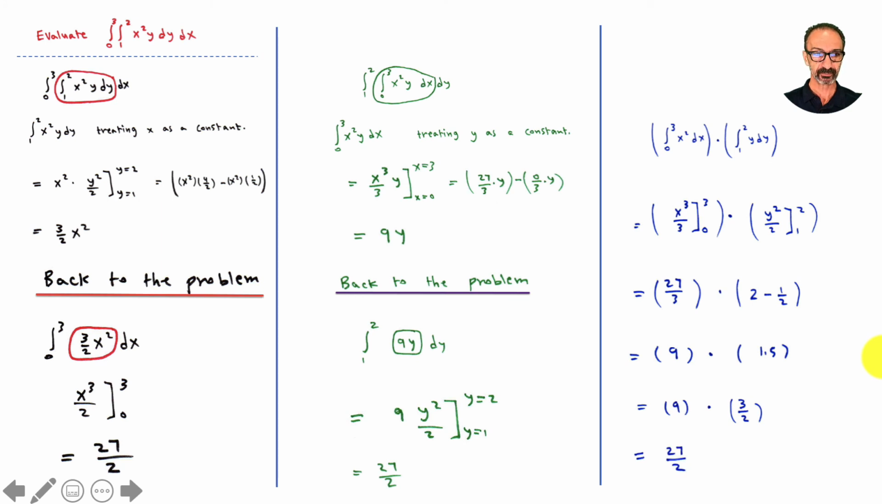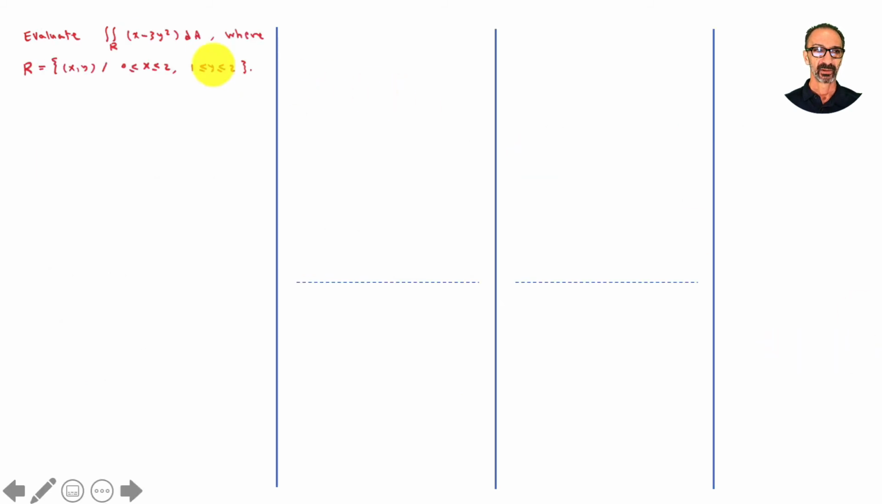Now, let's take another example. Double integral over region R, where R is defined to be from 0 to 2 on x and 1 to 2 on y.